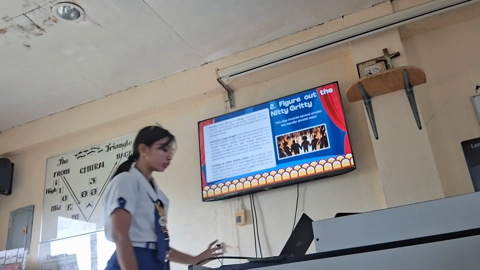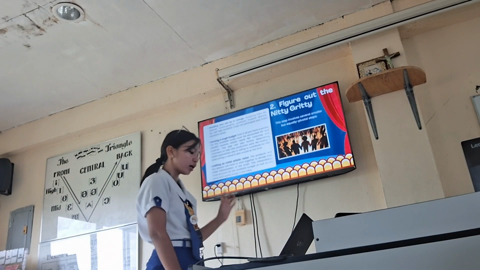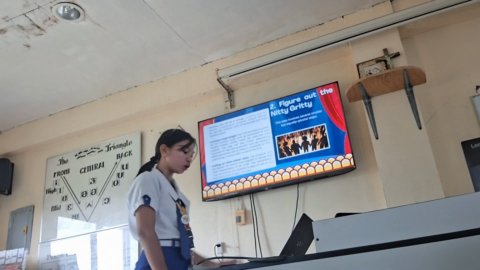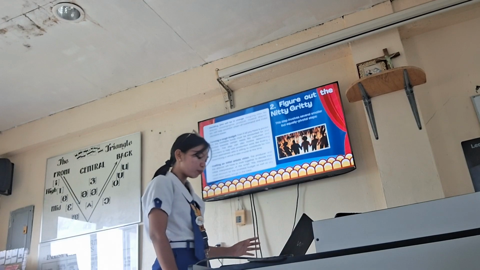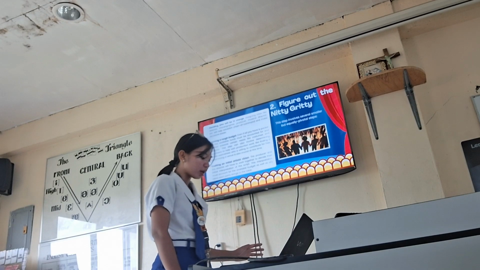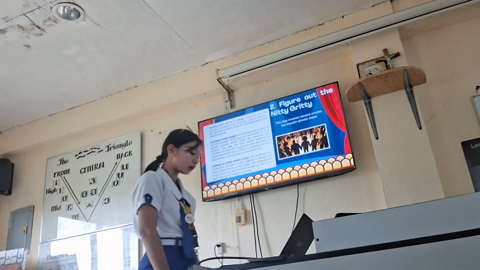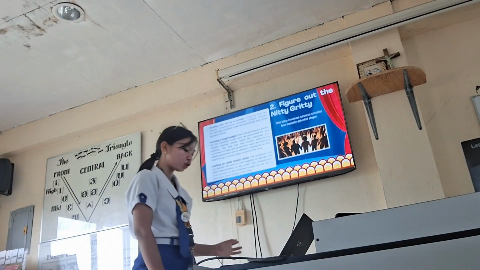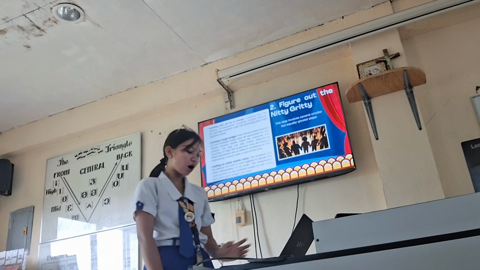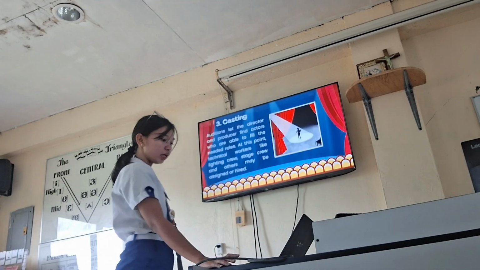So, after choosing the script, the production team is assembled. Key roles such as director, producer, choreographer, and musical director are assigned. A preliminary budget is created covering costumes, props, set design, and publicity. The team selects a venue and develops an artistic vision, a shared interpretation of how the play will look and feel. So the third step is casting.